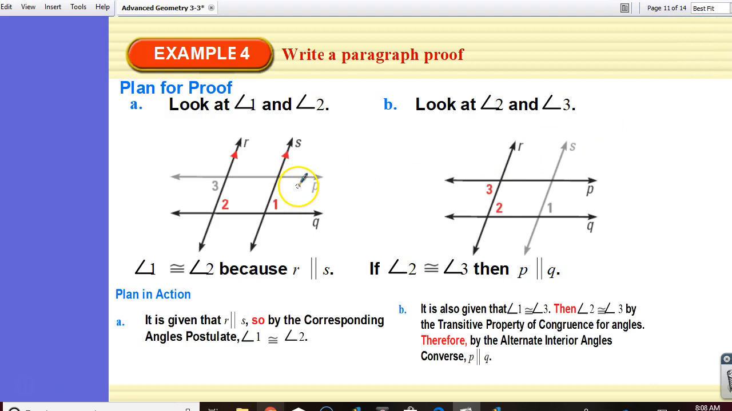Alright, so on number 11, plan for a proof. Look at angle 1 and angle 2. If the measure of angle 1 is congruent to the measure of angle 2, because R is parallel to S.